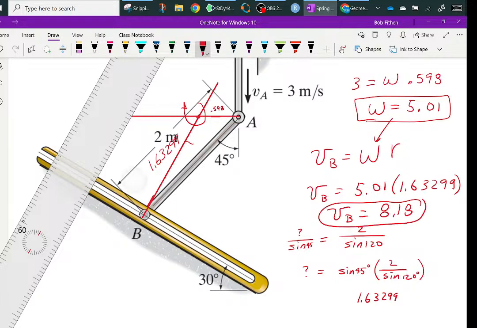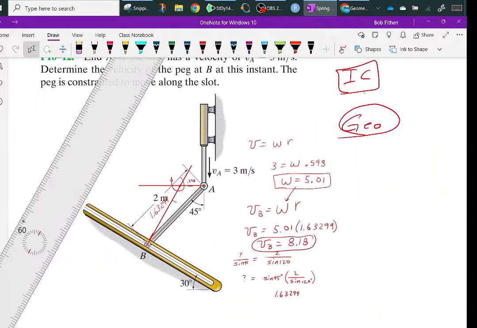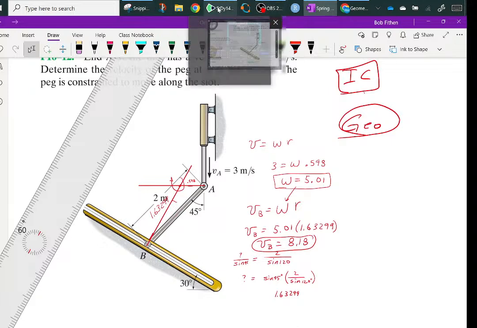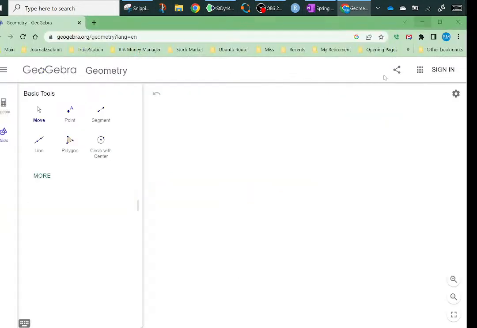Now, I did that with instant center, and so technically I should do it with the other, but I've got not enough time to complete the problem that way, but I'll pick that up next time and complete it next time. But let me just go.